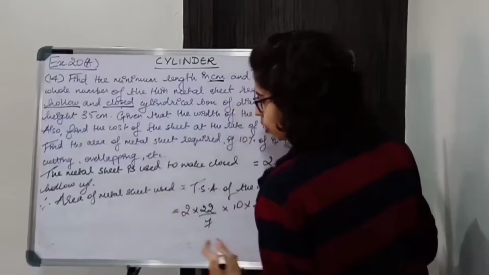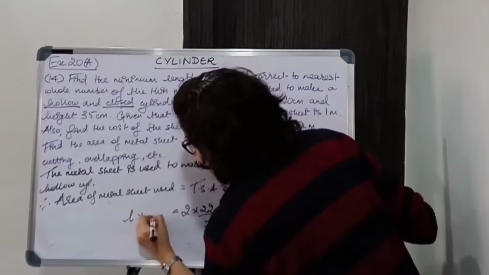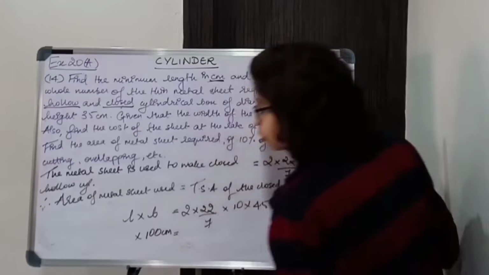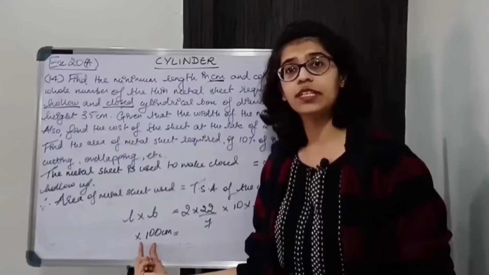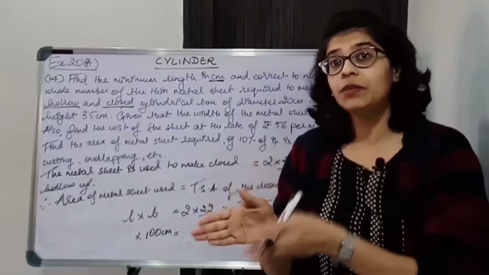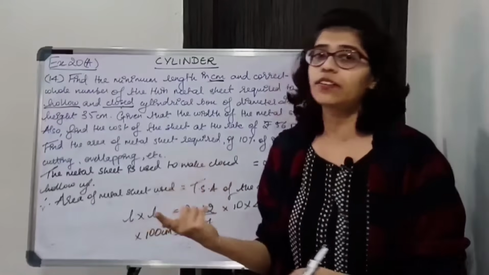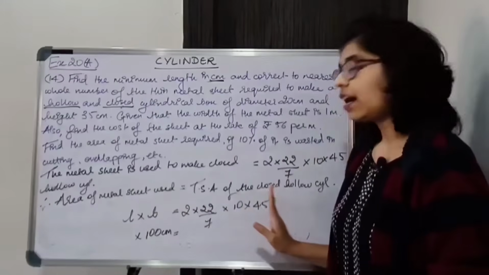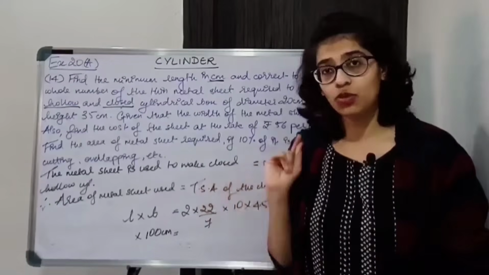Area of metal sheet is what? Length into breadth. Length we don't know, breadth we know. It is 100 centimeter. Don't forget to convert this into centimeters, ठीक है. You have to substitute centimeter वाला value, not meter वाला value, because over here on the right hand side all of these are having centimeter वाला unit, so don't forget that.